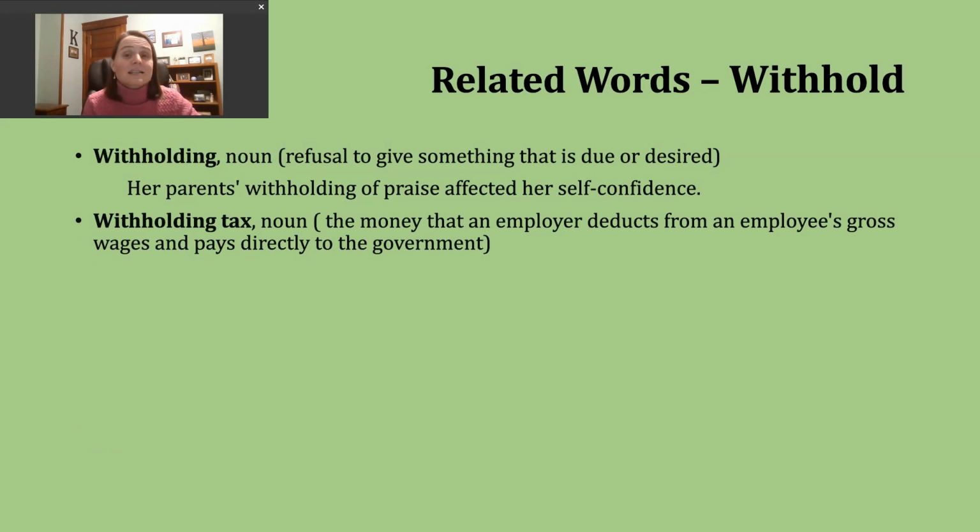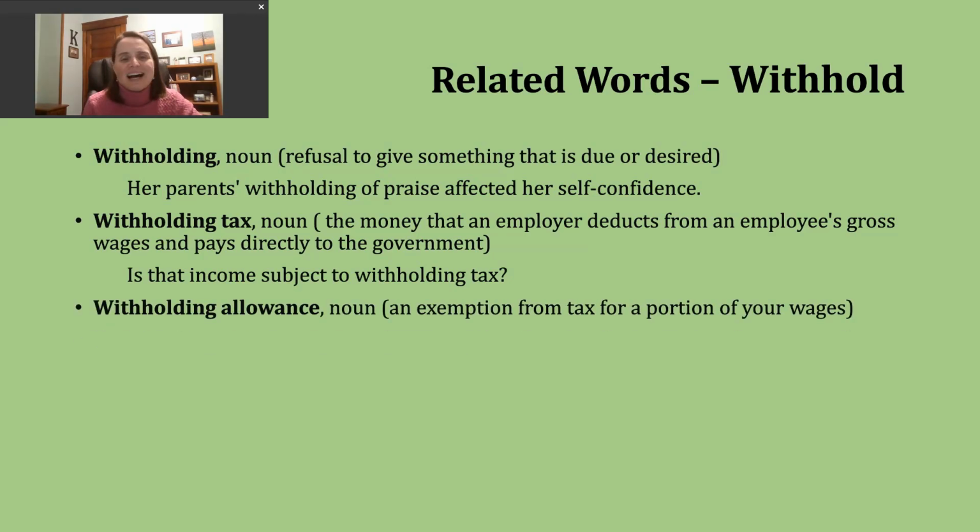In the United States, this can occur at a local level, a state level, and then federal or national level. An example of this in a sentence might be, is that income subject to withholding tax? And then the last noun we'll talk about today is a withholding allowance. Again, this still connects to that third definition of our verb.